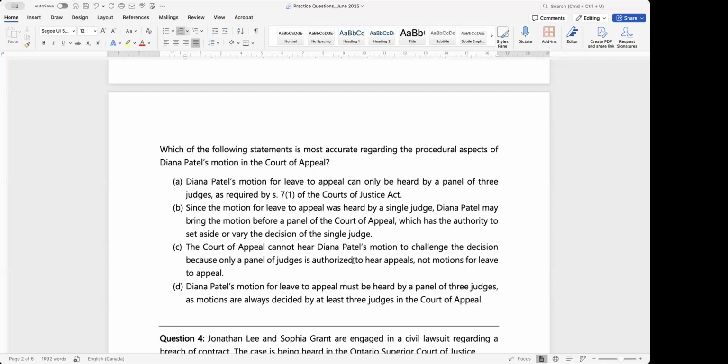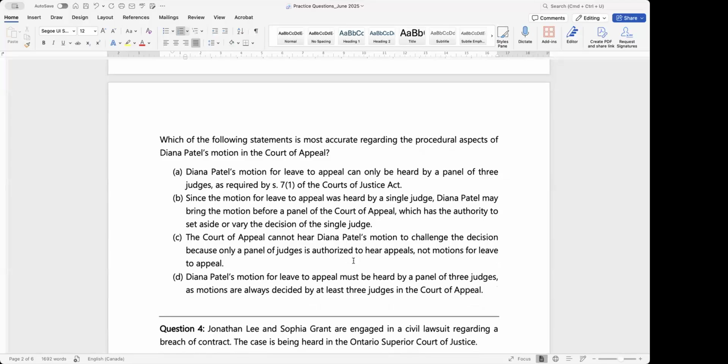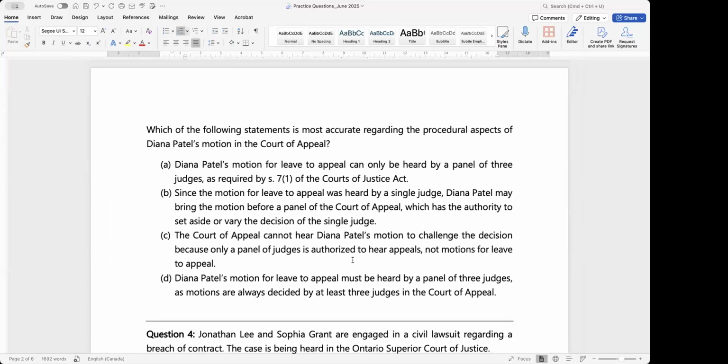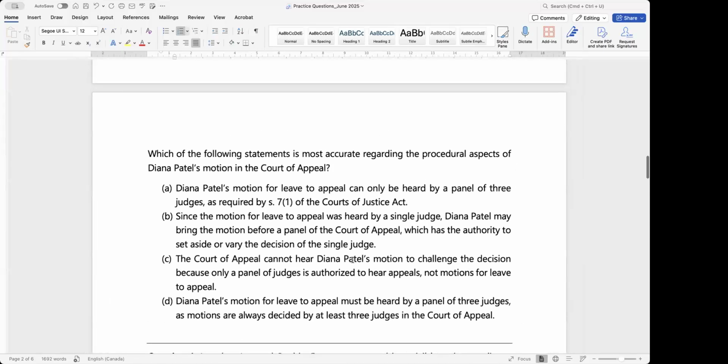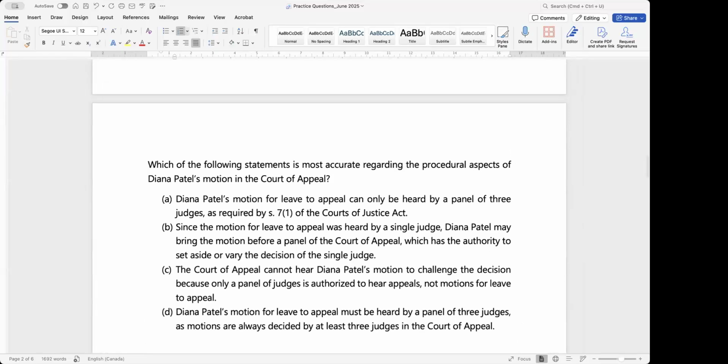B. Since the motion for leave to appeal was heard by a single judge, Diana Patel may bring the motion before a panel of the Court of Appeal, which has the authority to set aside or vary the decision of the single judge. C. The Court of Appeal cannot hear Diana's motion to challenge the decision because only a panel of judges is authorized to hear appeals, not motions for leave to appeal. And D. Diana's motions for leave to appeal must be heard by a panel of 3 judges, as motions are always decided by at least 3 judges in the Court of Appeal.